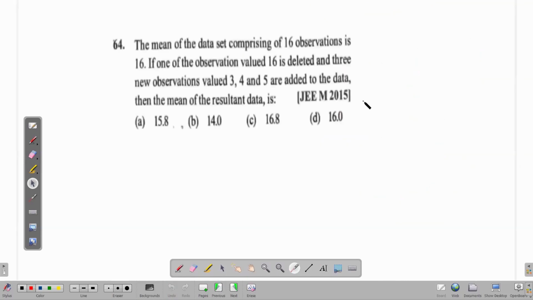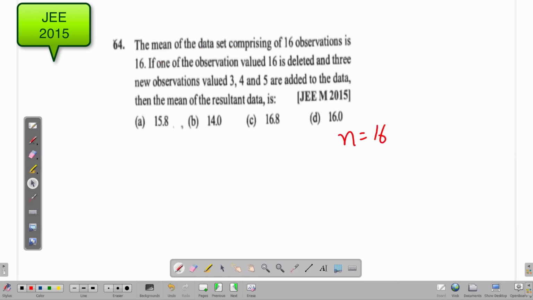Let us look at this. This question came in 2015. The mean of the data comprising 16 observations, that means n is equal to 16 here, is given to us. The mean of the data set comprising 16 observations is 16, that means mean is also 16 here. If one of the observations valued 16 is deleted and 3 new observations valued 3, 4 and 5 are added to the data, then the mean of the resultant data is.